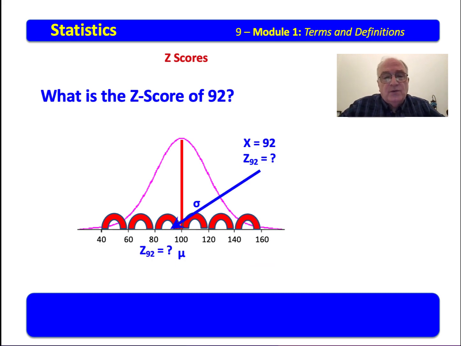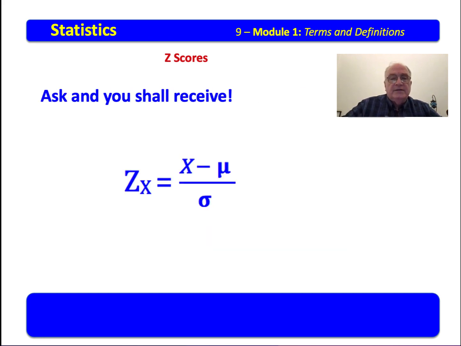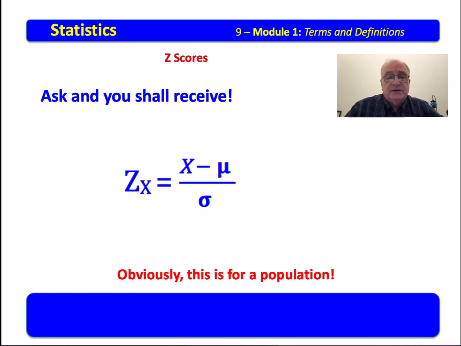What about a z-score, though, of 92? If we have 92, how far is it below the mean? The mean is 100, and 92 is below the mean. It's not one full standard deviation below the mean. It's just more difficult to calculate. We need a formula to find z-scores. And the formula is the data minus the mean divided by the standard deviation. Not very difficult to do.